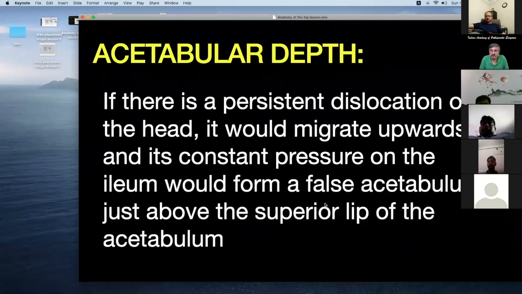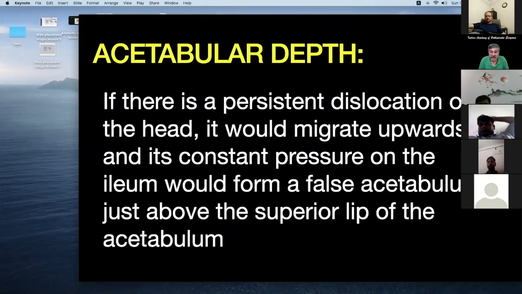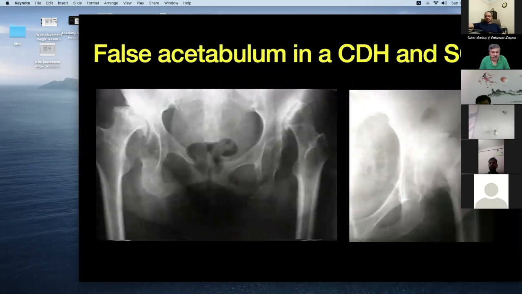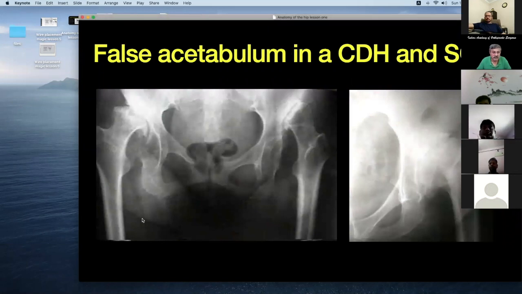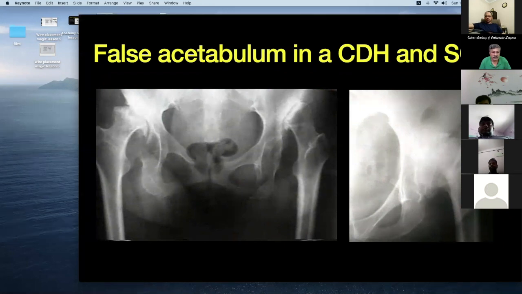So, if there is a persistent dislocation of the head, it would migrate upwards and its constant pressure on the ilium would form a false acetabulum just above the superior lip of the acetabulum. Here is a dysplastic acetabulum, or an acetabulum which is very, very shallow. As it could not contain the head, the head has migrated up, and after migration, instead of being the true acetabulum, a false acetabulum is formed. This is common in congenital dislocation of the hip, congenital dysplasia of the hip, and subcapital femoral epiphyseal slippage.